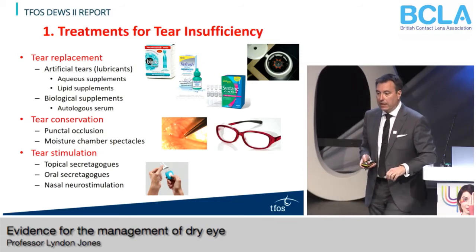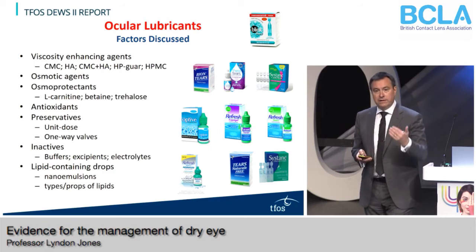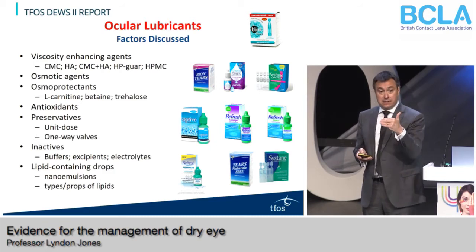Let's start by looking at the tear replacement section first of all. That was a fairly major section because it related to ocular lubricants, and this is really the mainstay of treatment. Within the ocular lubricants, we subdivided that into 7 separate sections.